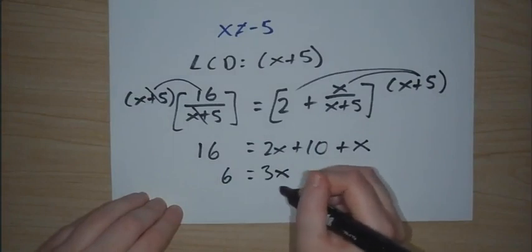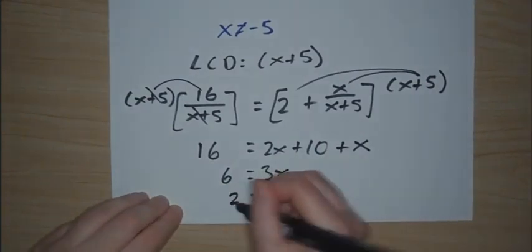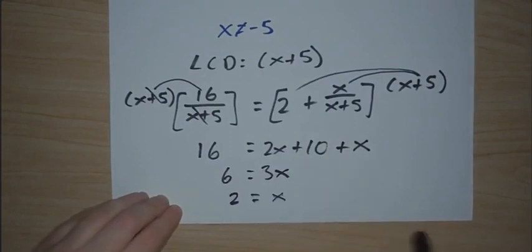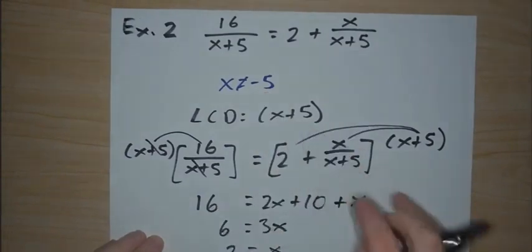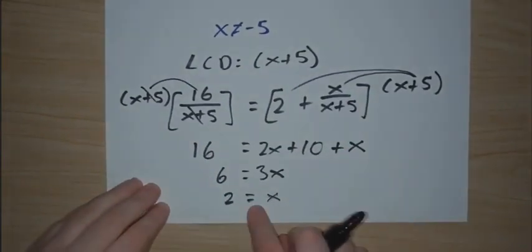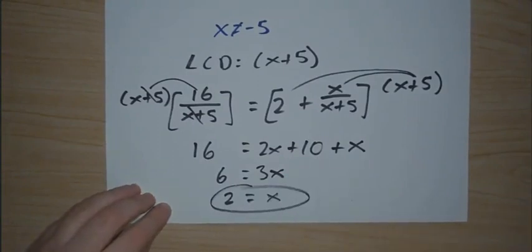So now we can divide by 3 on both sides. So 6 divided by 3 is 2. So we have x equals 2. And we go back and we look at our domain restrictions, and x cannot be negative 5. So we know that x can be 2. So x equals 2 is our answer.